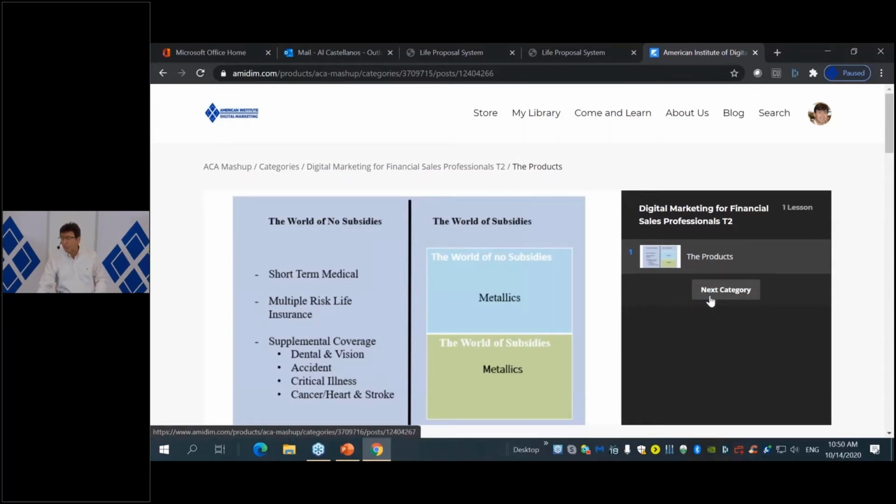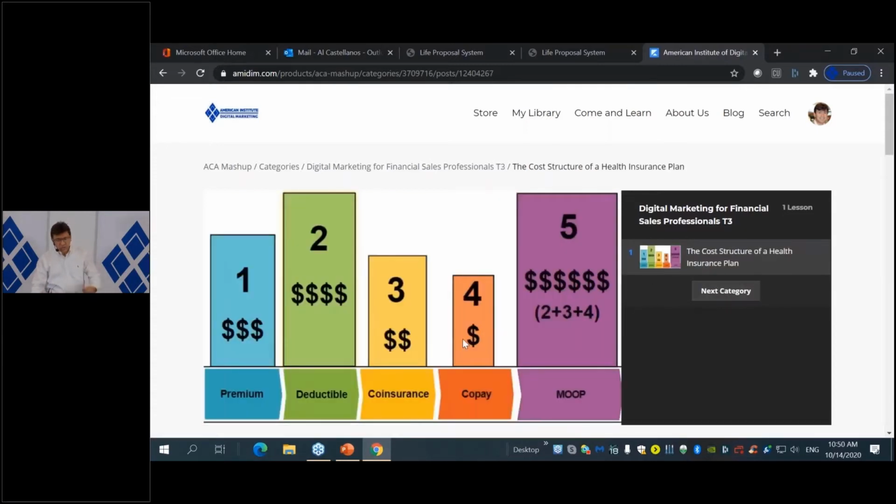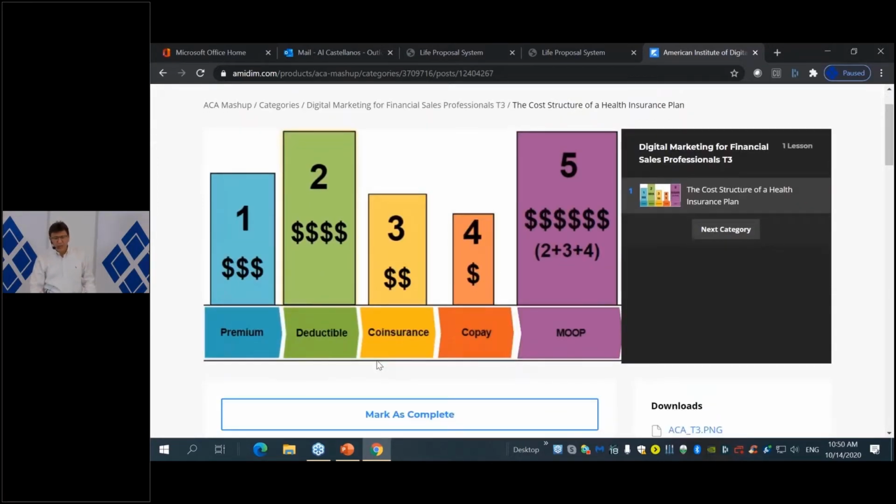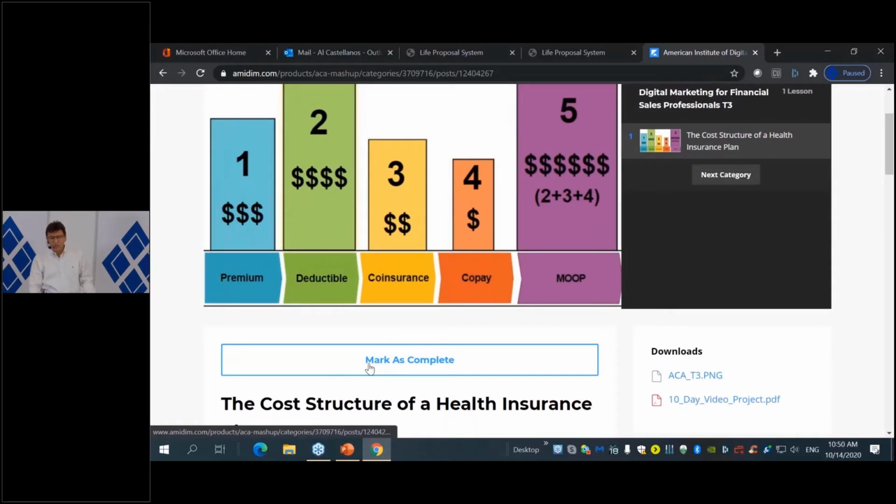Last week it was about the products. Today we're going to be talking about the cost structure of a health insurance plan. Very interesting topic. Okay, so this is time horizon 3, and it's about the cost structure of a health insurance plan. This is very important because we have enrolled literally, I don't know if we can already say that hundreds of thousands, but many thousand people in an ACA plan over the last 7 years.